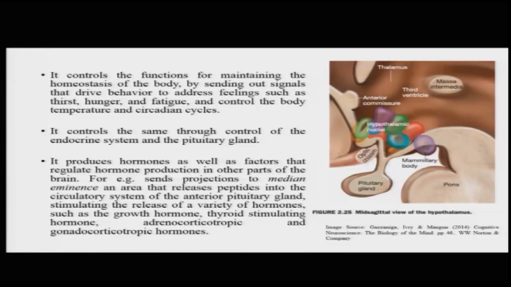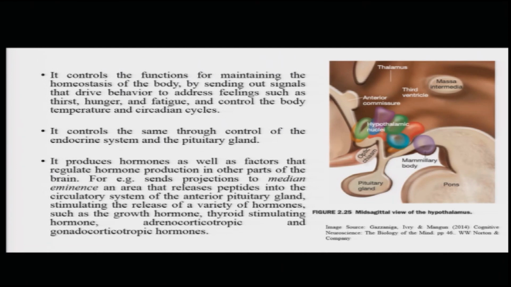It controls these things via controlling the endocrine system, the system that generates these hormones, and the pituitary gland. So, what the hypothalamus does is it produces the hormones itself, but it also produces factors that might control or manipulate the rate of production of hormones in different areas.